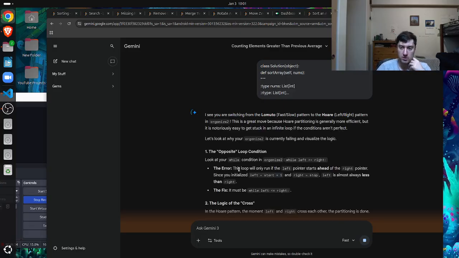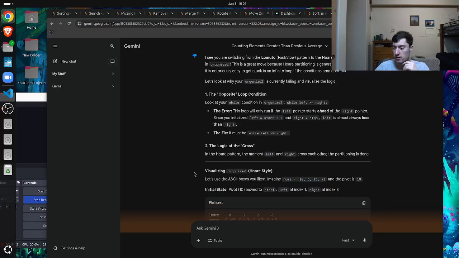Hoare pattern. The left and right pattern in organized 2. It's great, more efficient, but it's notoriously easy to get stuck in an infinite loop if the conditions aren't perfect. Okay. So look at your while condition in organized 2: while left is greater than or equal to right. This loop will only run if the left pointer starts ahead of the right pointer. Since you initialized this and right is equal to stop, left is almost always less than right.